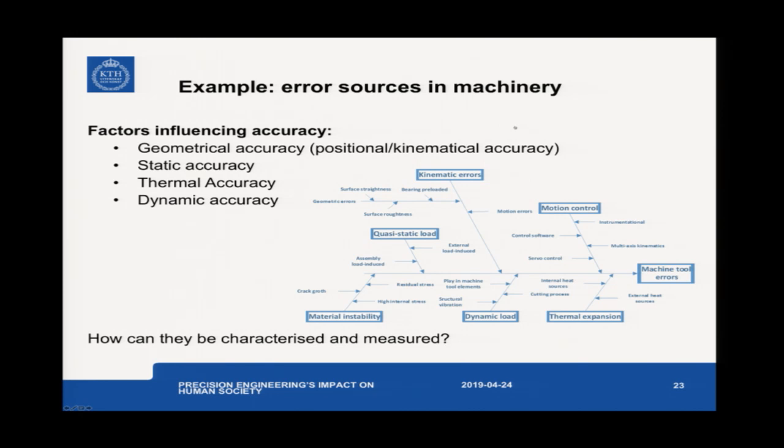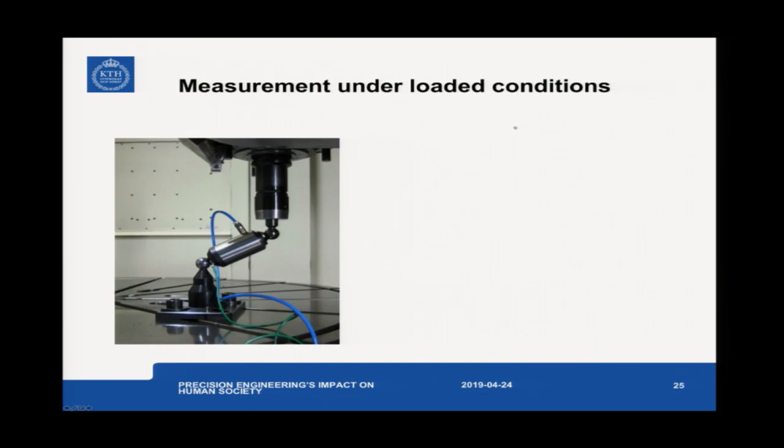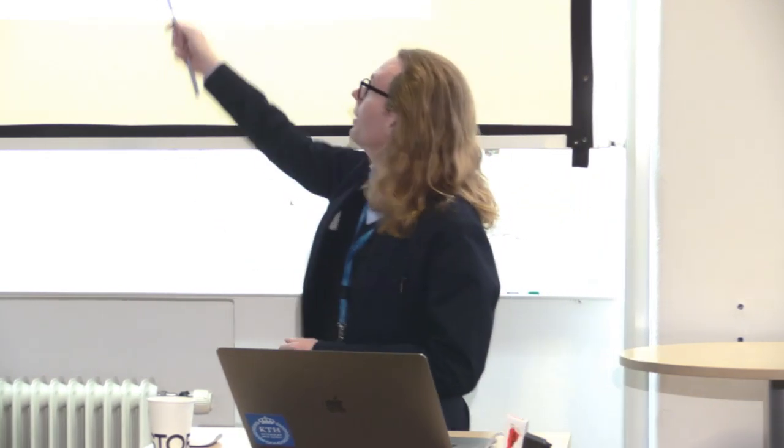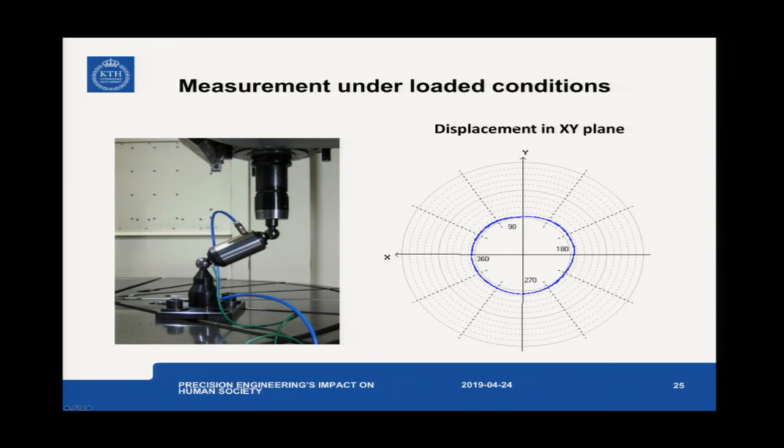And one way to get the systematic approach is to measure. That's why metrology and precision are very tightly connected. One example is a device that we designed here at KTH some years ago. It's called the loaded double ball bar. It's basically a measurement tool where you can measure the quasi-static behavior of a machine, in this case. And to give an example, it's a cylindrical measurement, so we measure in a circle with this tool. A perfect machine without any distortions gives this type of circle.